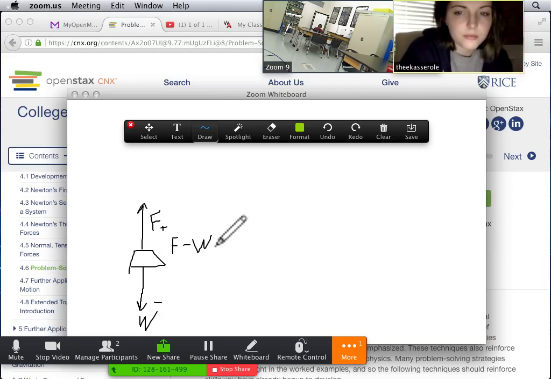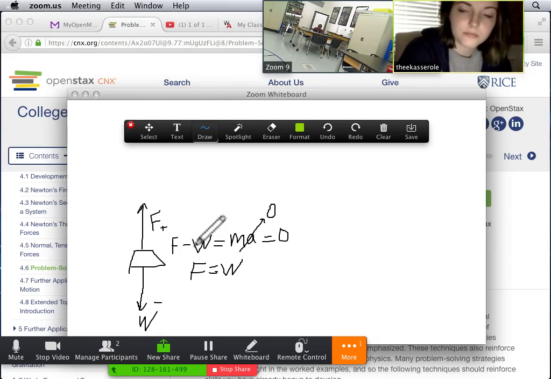and that has to equal the mass times the acceleration of the object, and since the acceleration is 0 because it's not moving, that means this has to equal 0, and that means the force is equal to the weight when you solve this equation. If you solve this equation, force minus W equals 0, you add W to both sides, and this is what you get. So the force is equal to the weight in magnitude, right? In magnitude.